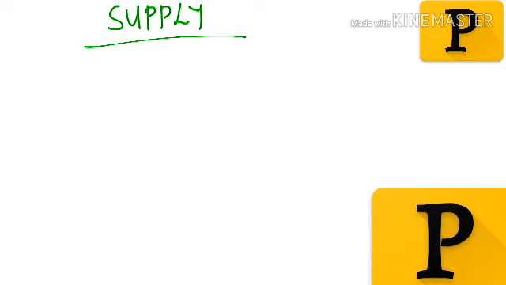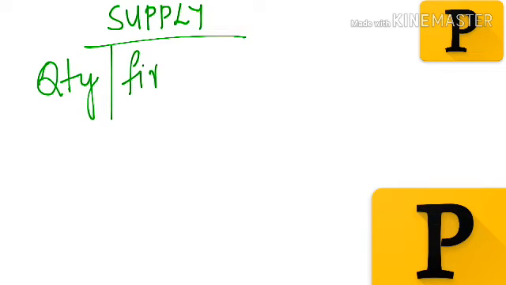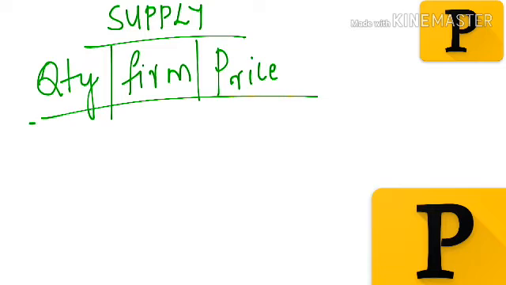Let us now see another important concept in microeconomics, that is supply. Supply refers to various quantities of a commodity which are offered for sale by firms at a particular price. So supply is the quantities of a commodity which are offered by a firm at a particular price. So quantity, firm and price.